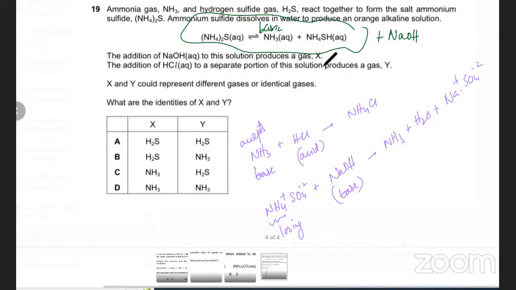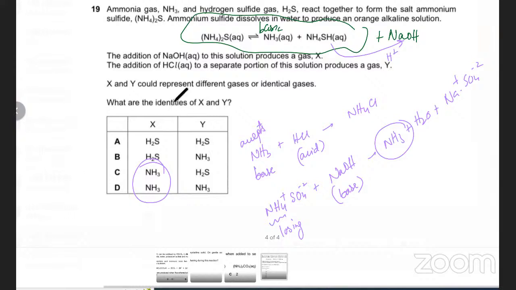So the gas that's going to be produced is going to be ammonia. Because whenever you have ammonium ion in the solution, the ammonium ion would give its H+1 to NaOH. It's going to donate its H+1 to OH ions, and it will form ammonia gas. Is that clear? Okay, then the other part.